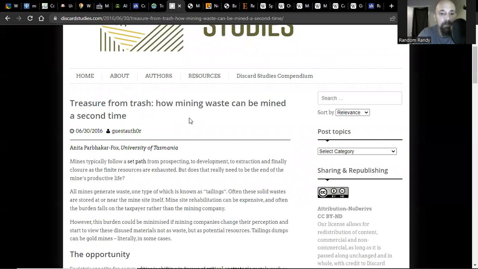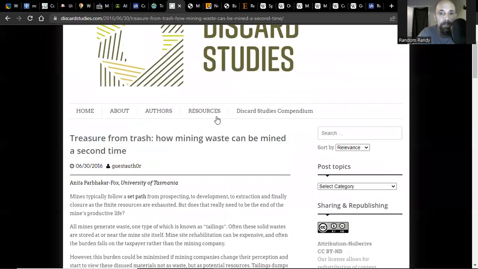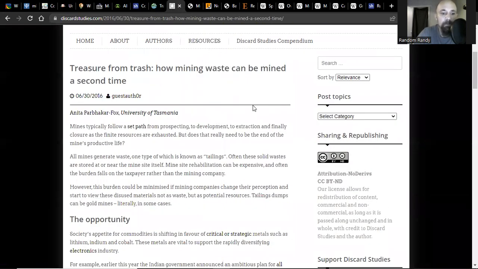So let's take a look at how mining waste can be mined a second time. Okay. And there's tons of studies out there, guys, on this. So basically, we typically look at mining as a straight line with a beginning and an end. Okay. But is that really the case? Some of these studies go on to say, no, one type of mine waste known as tailings can be then remined.